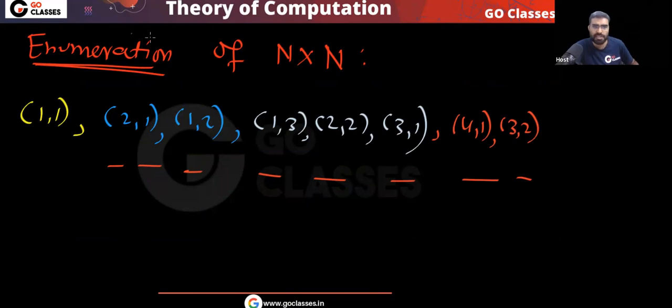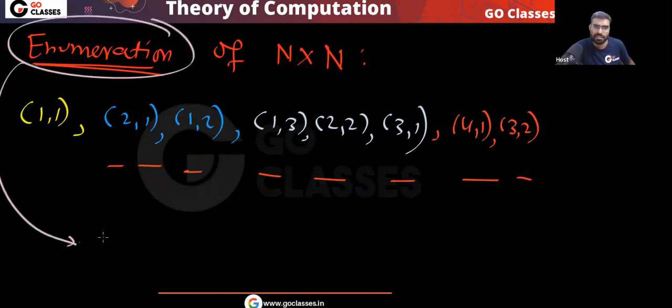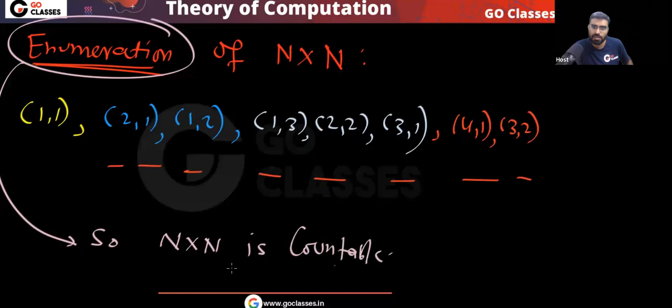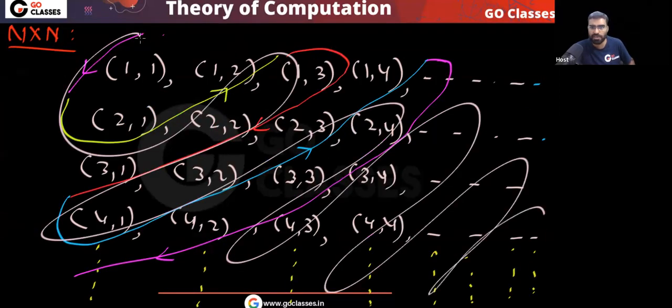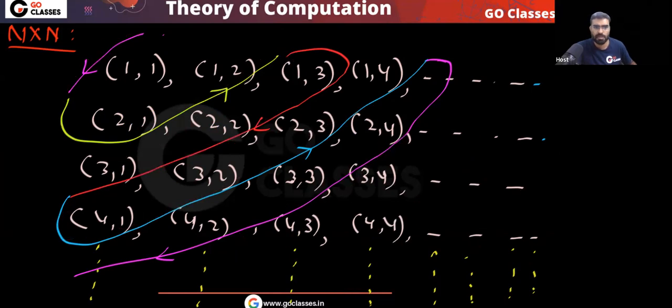So because the enumeration exists, I can say n cross n is countable. This snake type of enumeration is there. Okay, yes or no? Like this you can enumerate. Clear? Now tell me one thing.